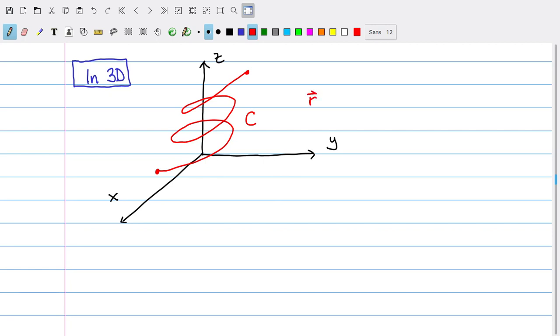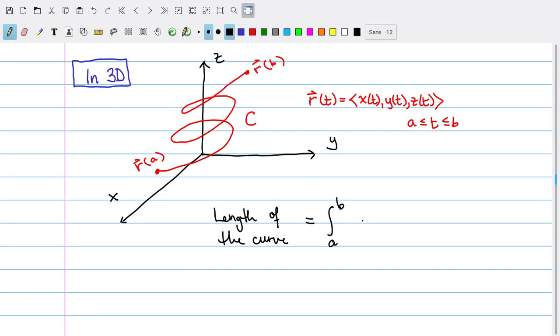In particular, if this is parameterized by an equation r of t equals x of t, y of t, z of t, for t between a and b, this means that the beginning point is r of a, and the ending point, of course, is r of b, and the length of the curve is given by the integral from a to b of that arc length. But in this case, the arc length is the same as before in terms of the vector notation. So it's the magnitude of r prime of t, just like before. The difference now, and I guess I shouldn't write here a to b, I should write here the curve C.